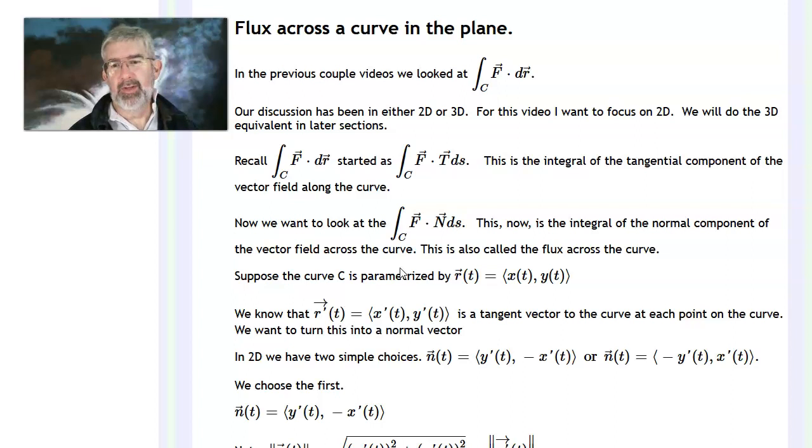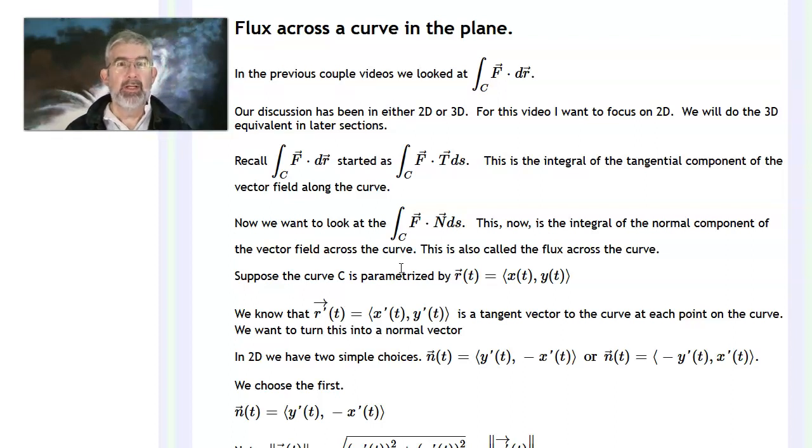Okay, so let's set this up. Suppose we got the curve parameterized. r of t is x of t comma y of t. And the derivative would be r prime of t, x prime of t, y prime of t. Now this is a tangent vector, right? It's in the direction of the curve. And so we want to now find a vector that's perpendicular to that to be the normal vector.